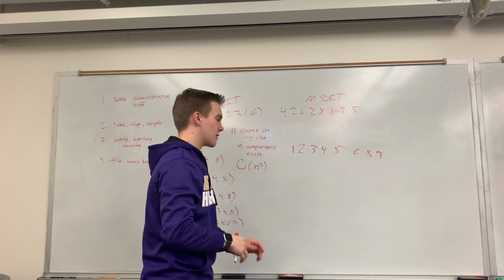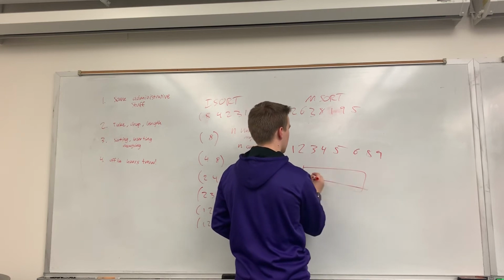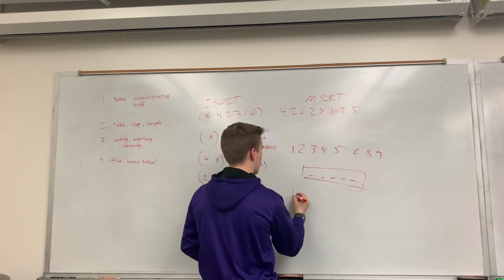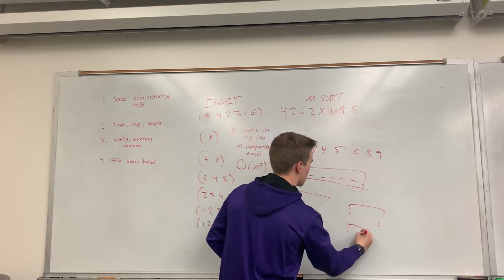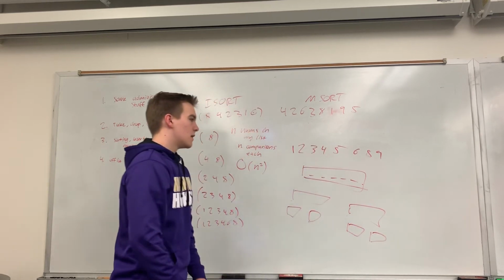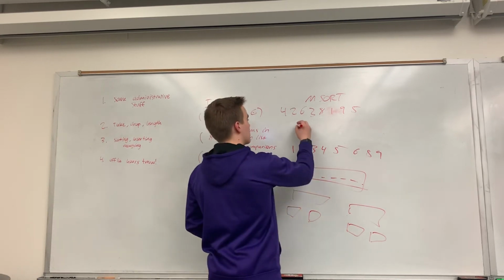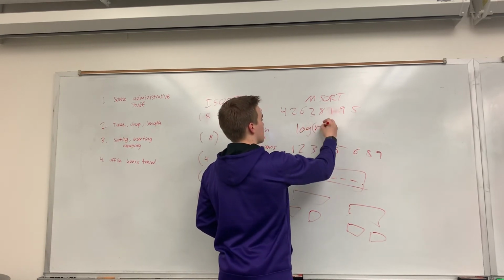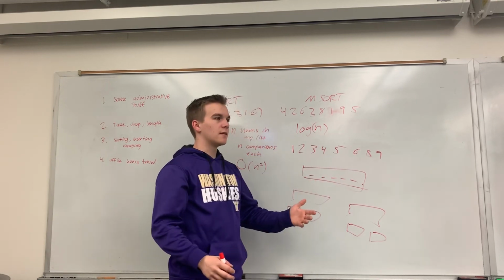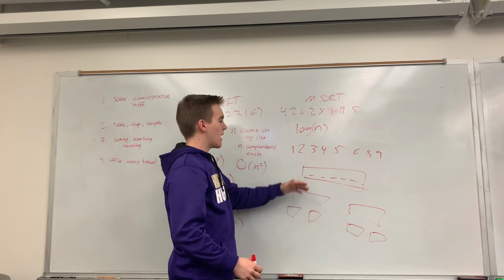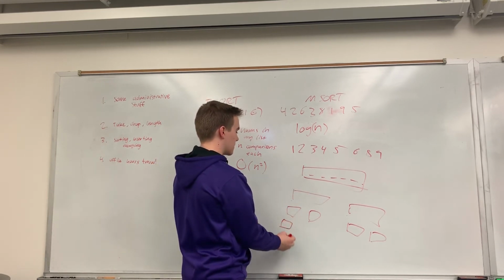I should have kept my diagram there, but the structure was basically I have 8 elements here, and then I have 4 in each of these, and 2 in each of their breakdowns. So when I'm dividing something by 2, the number of times I can do that is log n. So if I have n is 8, 2 to the power of 3 is 8, I can divide this list up 3 times before I get to single elements.